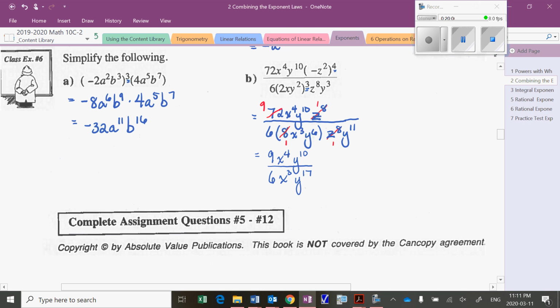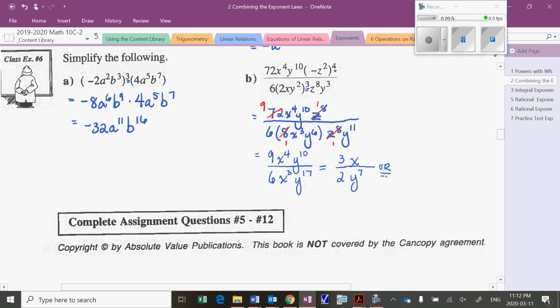So at this point, now that I can see everything stacked really nicely, rather than crossing anything off, I'm just going to go through and simplify. So 9 over 6 reduces to 3 over 2, and x to the 4th over x cubed is just x, and y to the 10th over y to the 17th. Oh, I need to fix that piece of it. So there's actually two different things that you can do. Option one is we could have just 3 and there's an extra x on the top, and for y's there are 7 extra y's on the bottom if you were to expand it. So you could have 3x over 2y to the 7th.